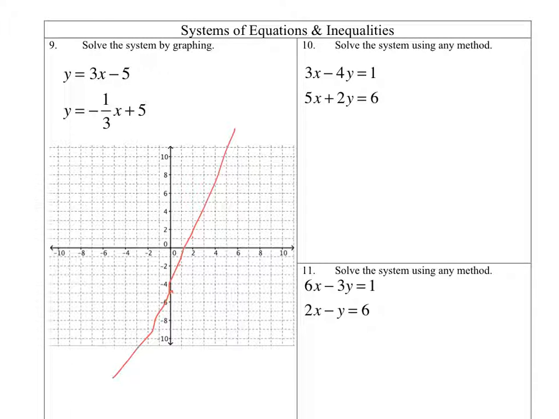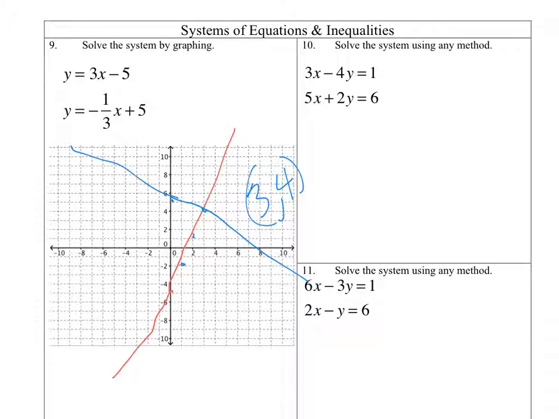My second one, we're looking at plus 5 and minus a third. So it's going to be down 1 over 3. And to me, the best that I can do based on my awesome graph, that looks like the point (3, 4). And that would be the solution to this system. The solution is where our two graphs have an intersection.